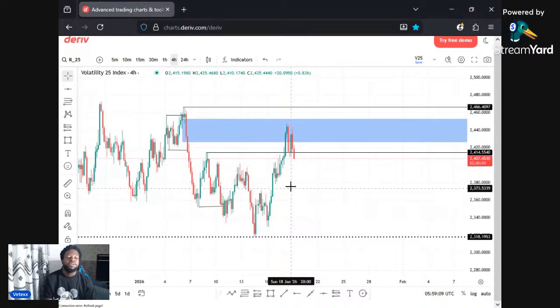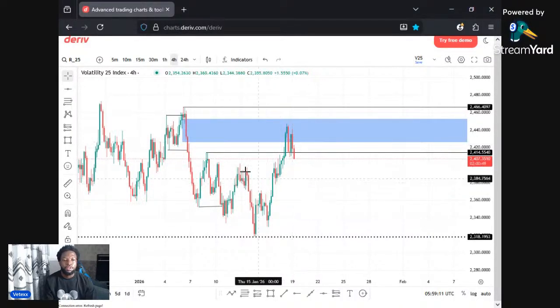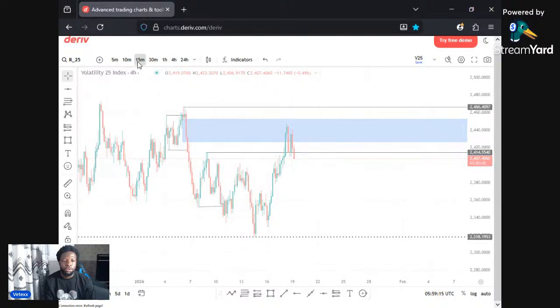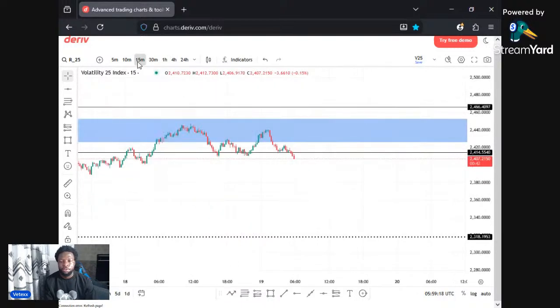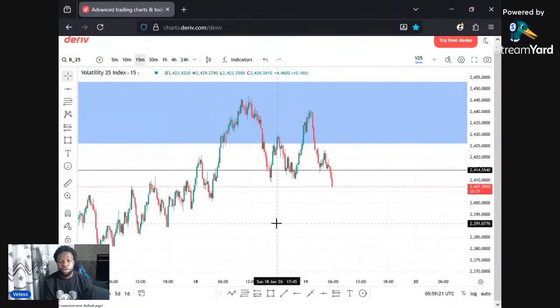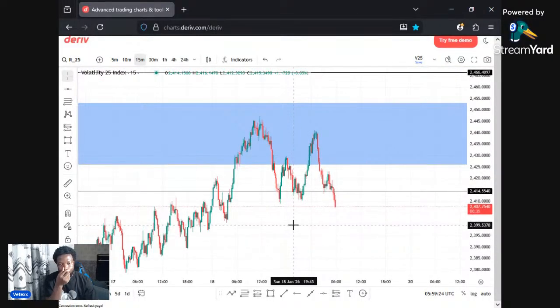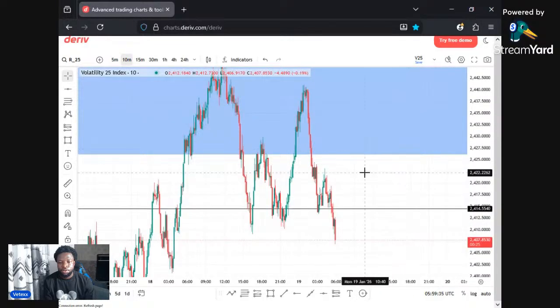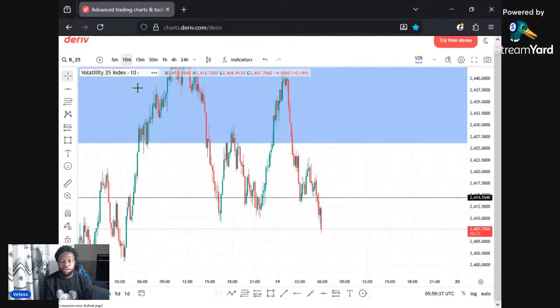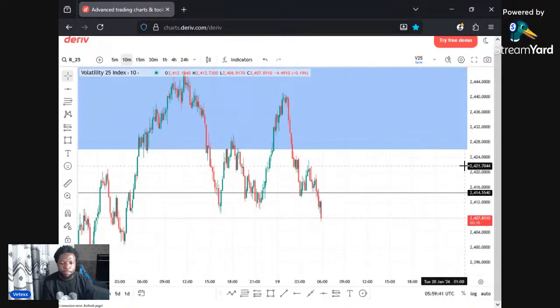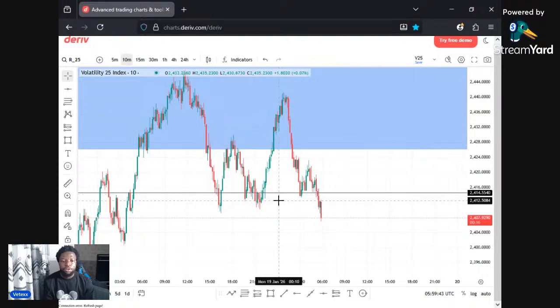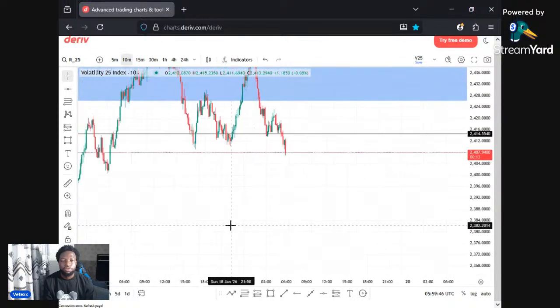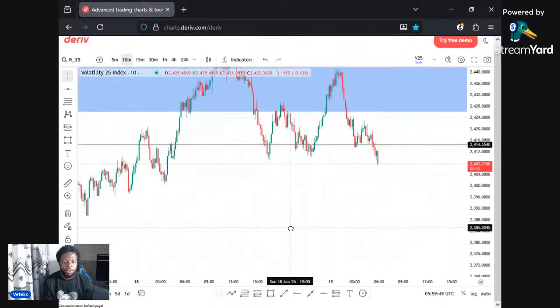So what do we do next? We'll go to the 15 minutes time frame to look for a continuation setup. If you don't see it on the 15 minutes, check the 10 minutes and see if you'll find what you are looking for. If you check the 15 minutes currently, there's nothing on it. Nothing is happening currently on the 15 minutes. Same with the 10 minutes time frame. I don't go down more than the 10 minutes because the 5 minutes time frame is full of noise. So we'll be looking for a continuation setup on the volatility 25 index.